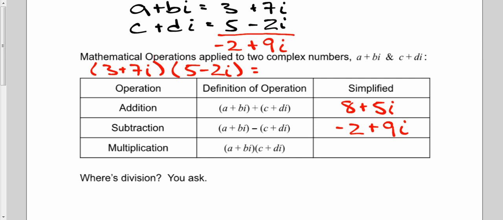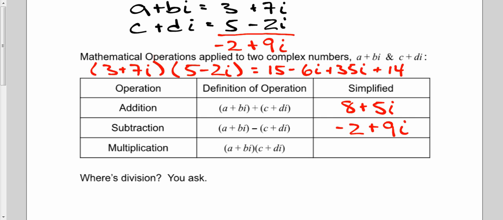3 times 5. 3 times -2i. 7i times 6i... adding 7i times 5. And then 7i times -2i. And i squared is what? -1. So -14 times -1 is plus 14.